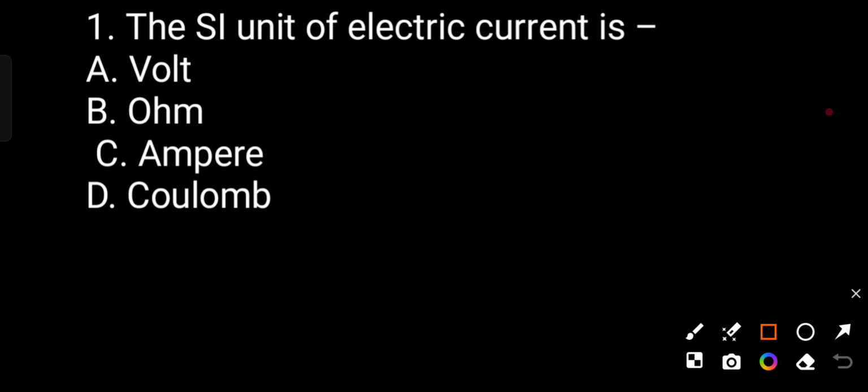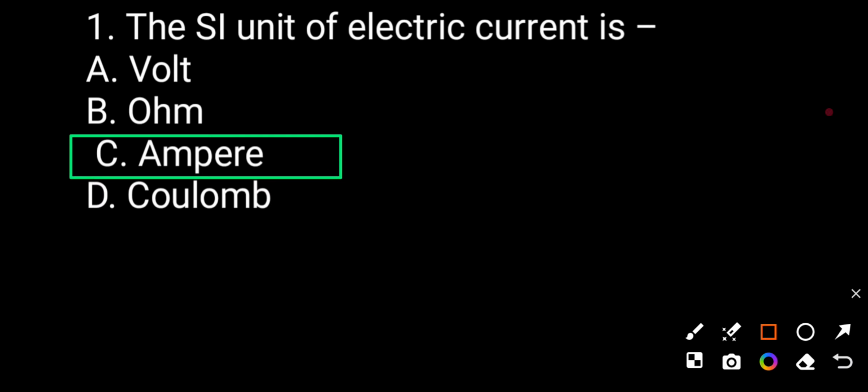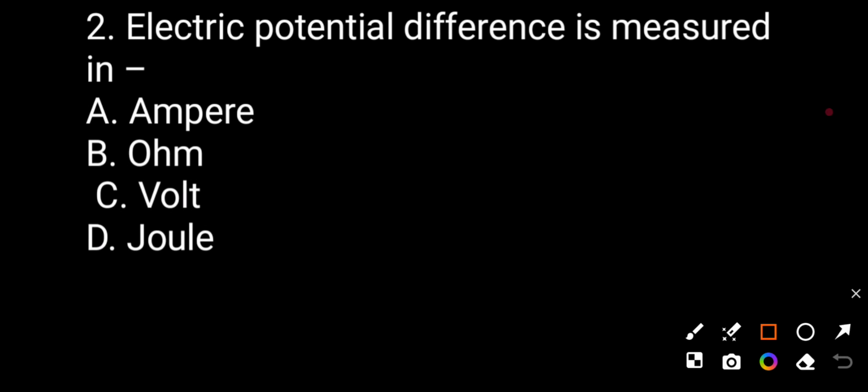Today we are studying science objective questions. My first question: the SI unit of the electric current is option A volt, option B ohm, option C ampere, option D coulomb. So the SI unit of the electric current is the ampere. Now we see the next question.